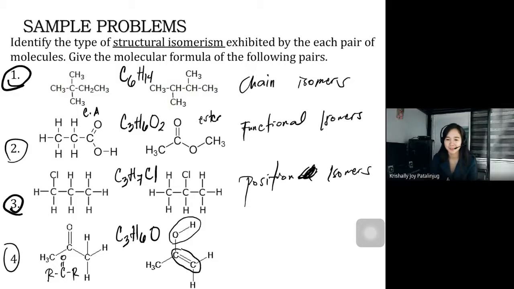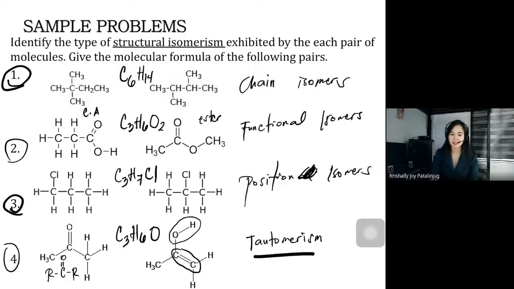Are you sure it's functional? Okay, very good. It's tautomerism. They are tautomers of each other. If tautomerism is not among the choices, the best choice here is functional. But if tautomerism is among the choices, then that is the best answer, because it still falls under functional isomerism: same formula, different structure because of different functional groups. But if you are to specify the particular type, when keto changes to enol or enol to keto form, that's tautomerism.